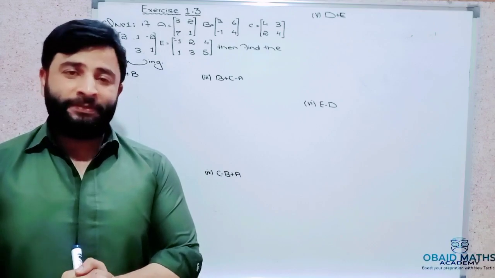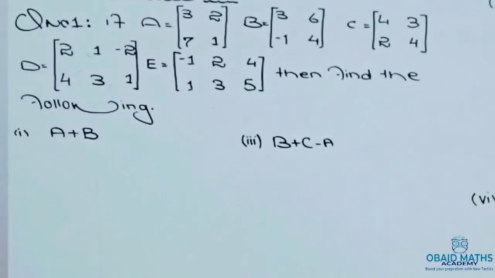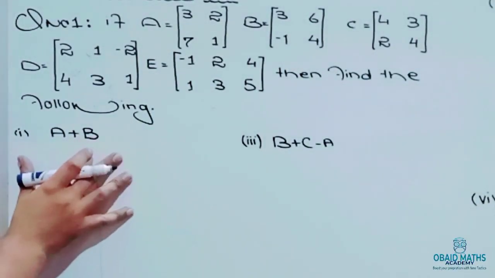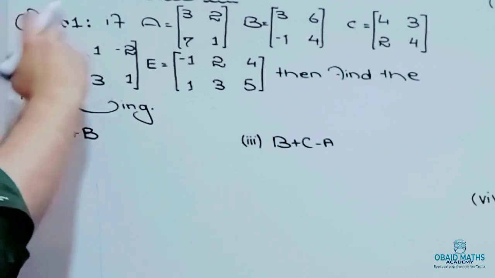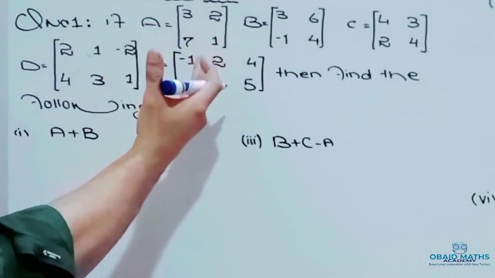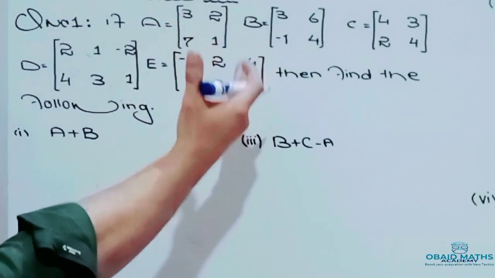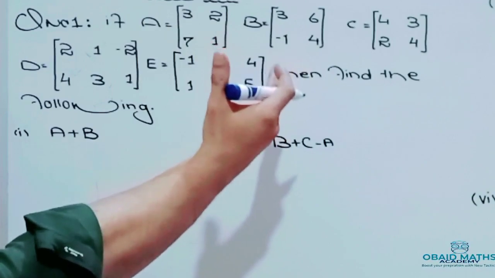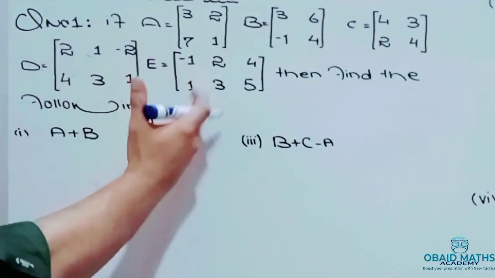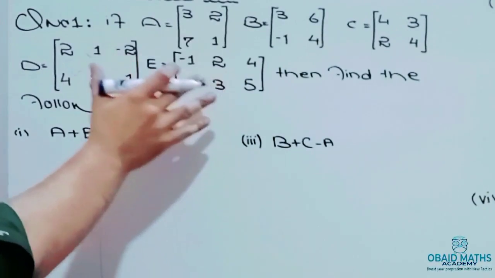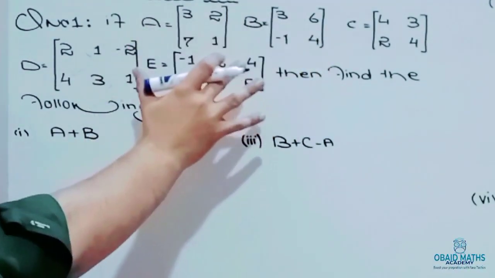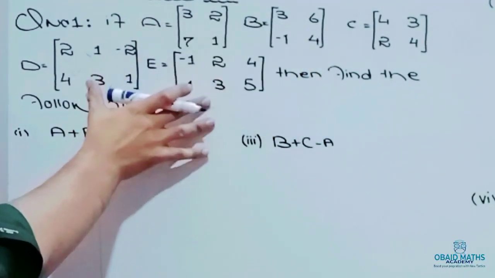Exercise 1.3, matrix and determinant. Okay, class. In this exercise, question number 1 says that if A is equal to [3, 2, 7, 1], B is equal to [3, 6, minus 1, 4], and C is equal to [4, 3, 2, 4]. Same, D is a rectangular matrix and E is a rectangular matrix. Just focus on the board: three of the matrices are in square form and two of them are in rectangular form.